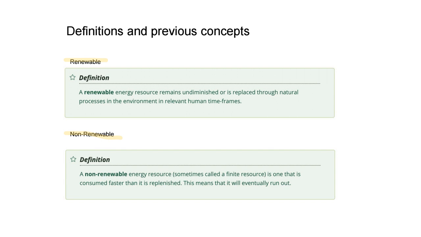A renewable energy resource remains undiminished or is replaced through natural processes during our human time frame. That means that as we use it, we are still continuously replacing it. A non-renewable energy resource is one that will be consumed much faster than it is replenished, and that means that it will eventually run out.